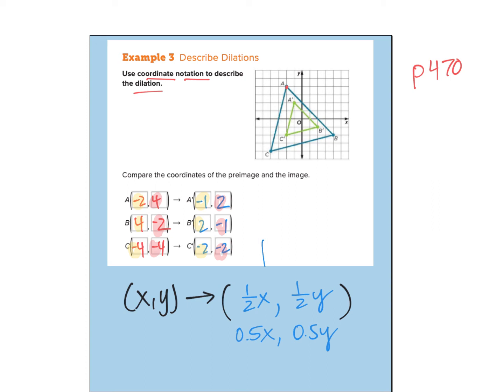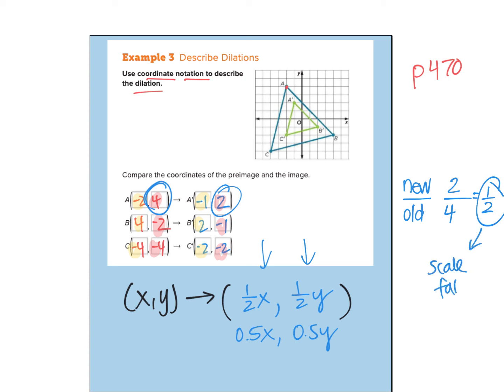Now, if you could not come up with this, there's another way that we learned that you could do it. You can take a new point divided by an old point. So let me just show you that. So I could take these two coordinates. The new coordinate is 2. The old one was 4, the original one. 2/4 is the same as a half. There I got my scale factor or my dilation factor.